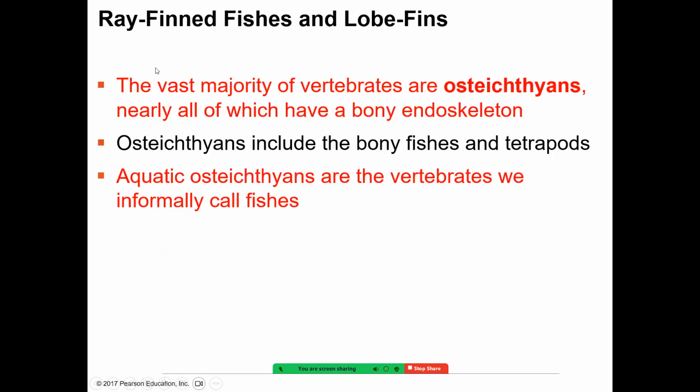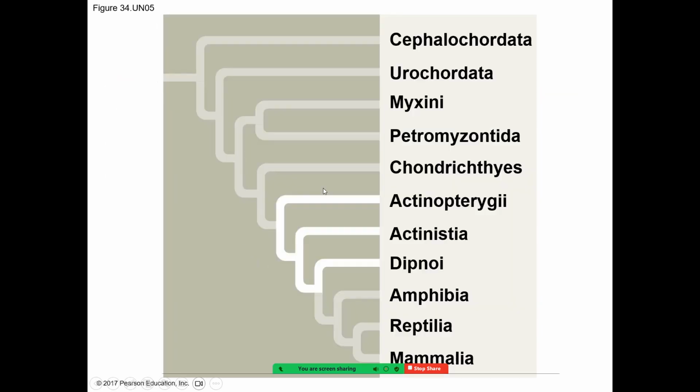So, ray-finned fishes and lobe fins. The vast majority of vertebrates are described as osteichthyans. They are a group that has a bony endoskeleton. So the bones, instead of the cartilage like we saw in the skates, rays, and sharks. So this will include bony fishes and tetrapods, which of course we are one of. Aquatic osteichthyans are the vertebrates that we would informally call fish. And that would be these groups here.